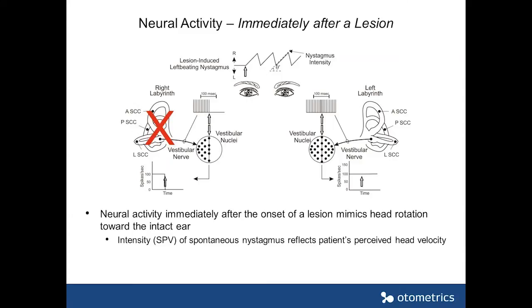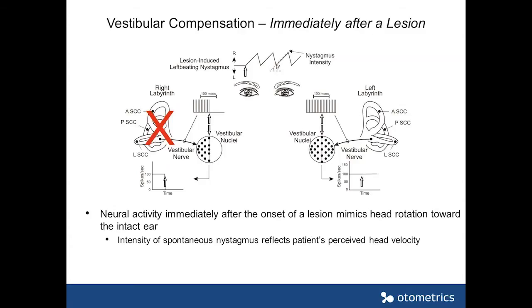So as you see, when we go through this compensation, the intensity of spontaneous nystagmus can tell you about the level of the patient's static symptom. At the onset, this is very high, and usually the patient is quite symptomatic, but as the compensation takes place, this gets reduced.